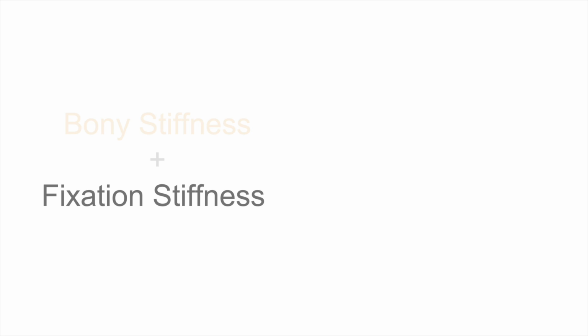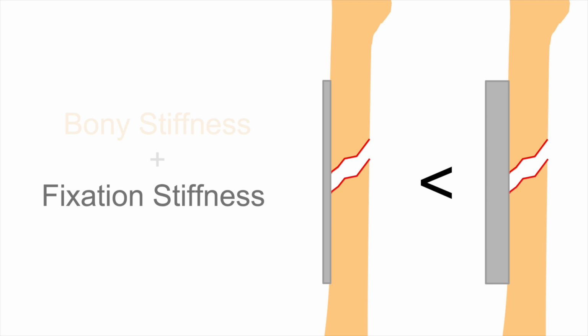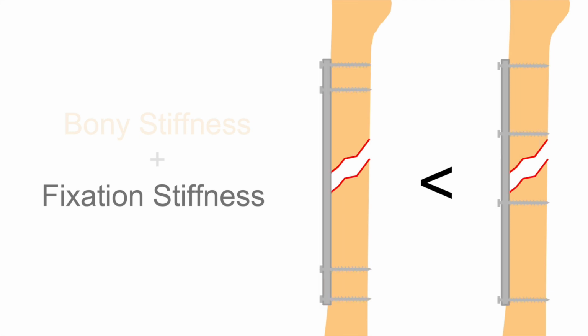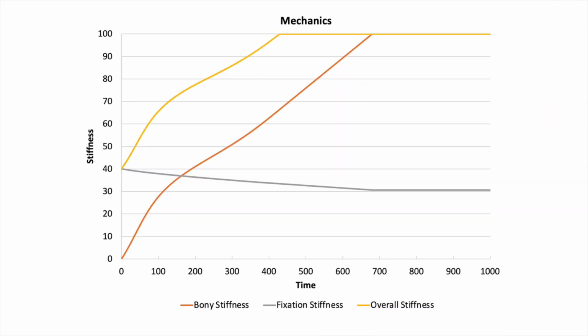Now let's consider fixation stiffness. This is the stiffness that we are most able to control in the operating room based on the implants we use and where we place our screws. Here are some of the few ways the fixation stiffness can be increased. Using a thicker plate increases the fixation stiffness. Using a thicker nail increases the fixation stiffness. And putting the inner screws closer to the fracture gap will also increase the fixation stiffness. Now let's go back and take another look at the mechanics graph.